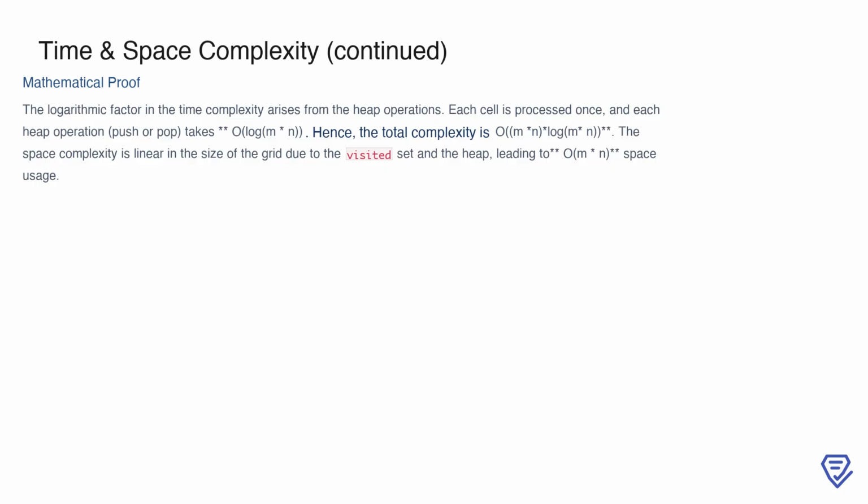Therefore, the total time complexity of the heap operations across all cells is O(m*n log(m*n)). As for space complexity, the primary contributors are the visited set and the priority queue. Both of these structures scale linearly with the number of cells in the grid, resulting in a space complexity of O(m*n). This mathematical reasoning confirms that the algorithm is both time-efficient and space-efficient given the constraints of the problem.